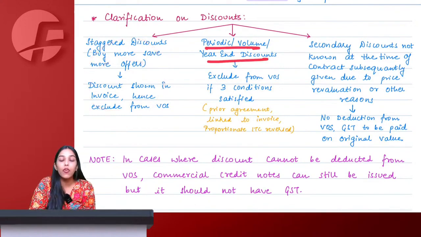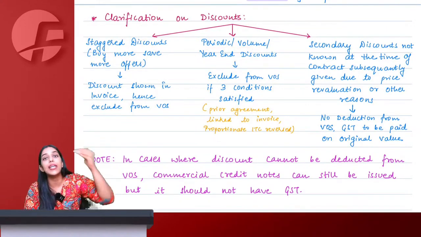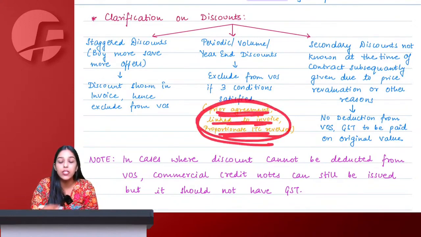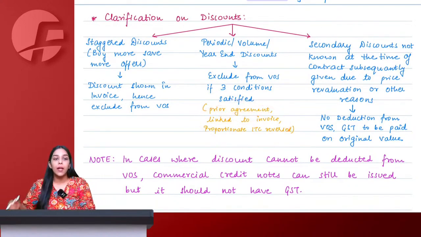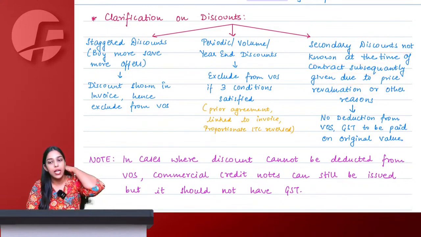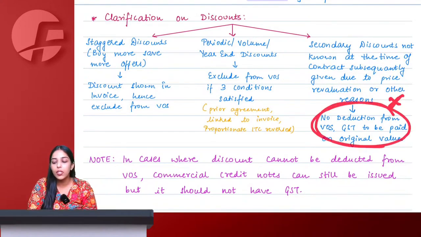But if there are periodic volume or year-end discounts that are given to you later on, then you need to check whether prior agreement, linked to invoice, and proportionate ITC reversed, all three conditions are satisfied. Then I can reduce, otherwise I cannot reduce. And secondary discounts which were never agreed at the time of sales are post-supply discounts, not agreed, and these cannot be reduced from the value of supply.